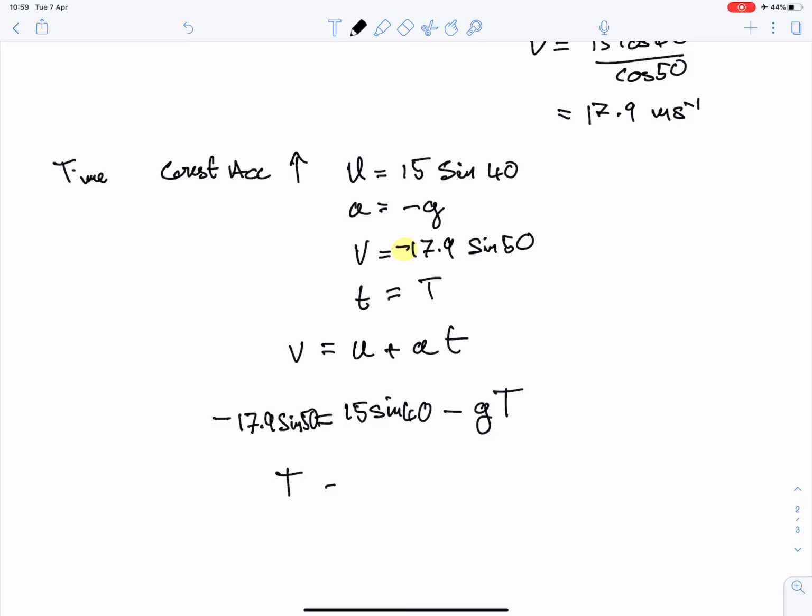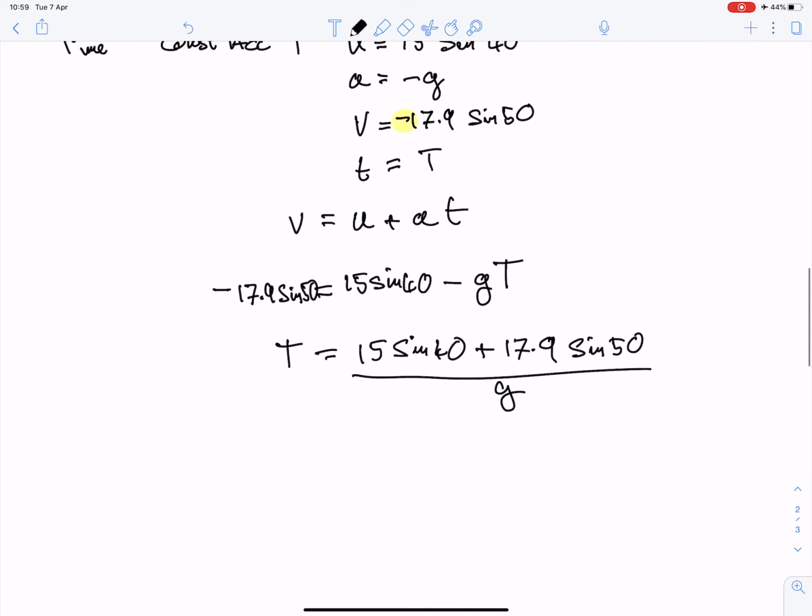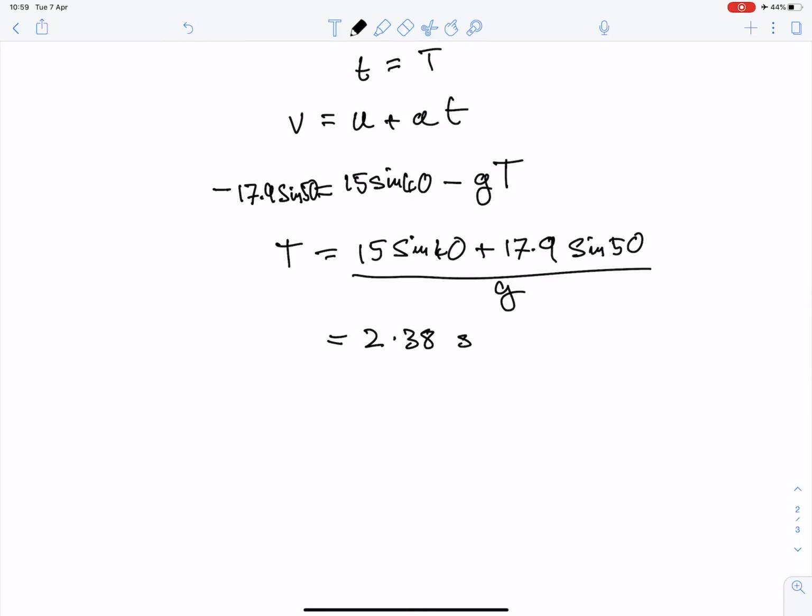So t equals, adding the gt across, we get 15 sine of 40 add the 17.9 sine of 50, all divided by g. Tap it in the calculator, and that should come out to be about 2.38 seconds. Just check that you've got that.